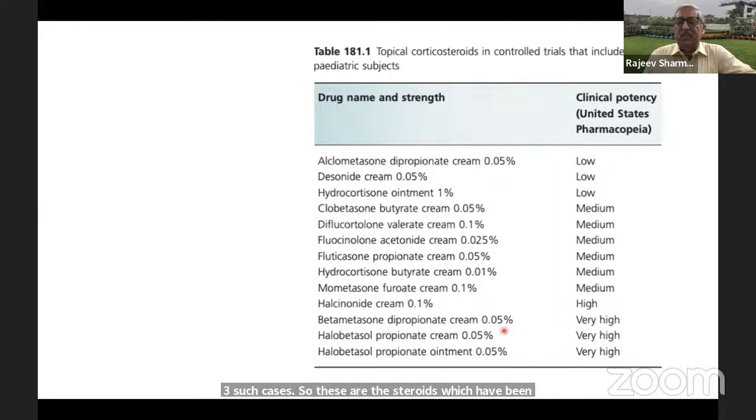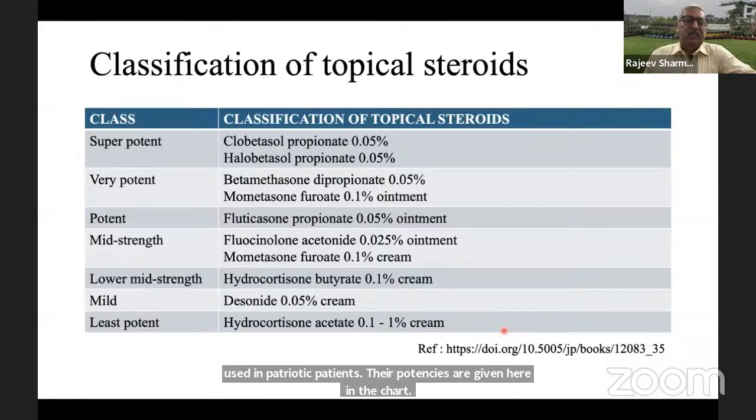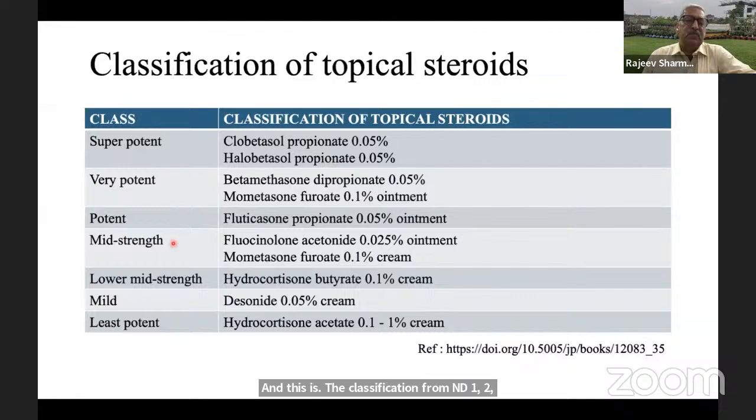Their potencies are given here in the chart. And this is the classification in the 1, 2, 3, 4, 5, 6, 7 grades. This is the least potent one, and this is the super potent one. So this is called class 1 and this is called class 7. And these are the ones which are available with us and we use them. And this is part of the question answer that I wanted to take, but we'll discuss in the end when you raise questions.